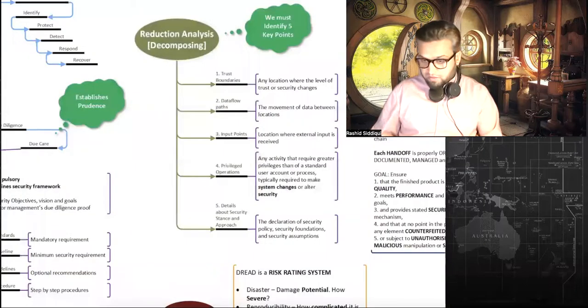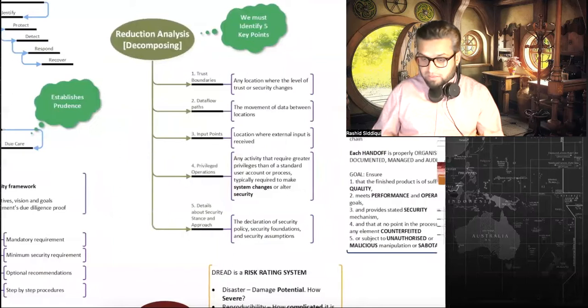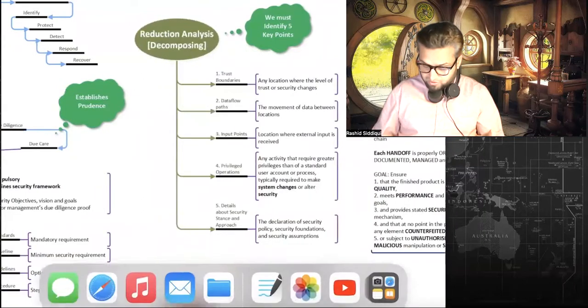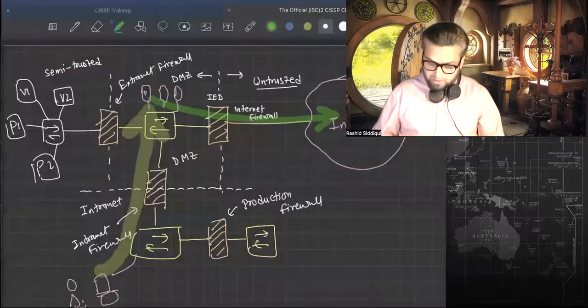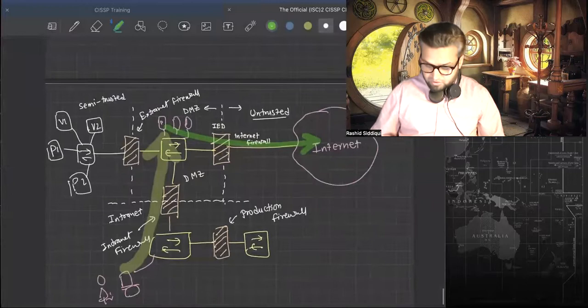So we identify the trust boundary, we identify the data flow path. Now we identify the input points. The data flow path, as explained here, is the movement of data between locations. Then we try to find the input points, right? The input points are the locations where external input is received. This will be very much clear here in the diagram, where the external input is received.